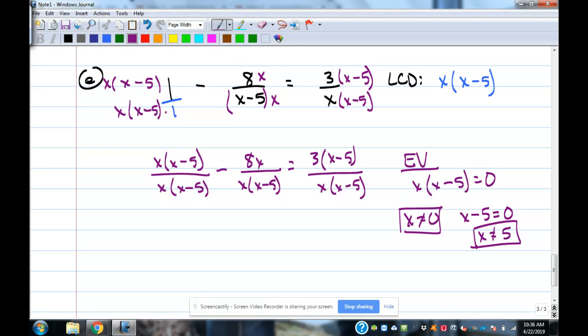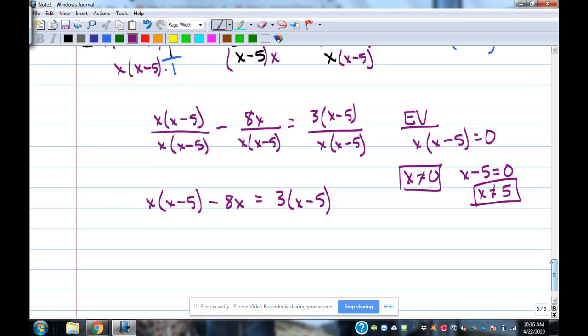Excluded values should be one of the easier things. If you can get a common denominator, it is real easy. Okay. Next thing to do, because we have the denominators the same now, is do what with them? Get rid of them. Don't worry about them. Just do the top part. x minus 5 minus 8x is equal to 3 x minus 5.